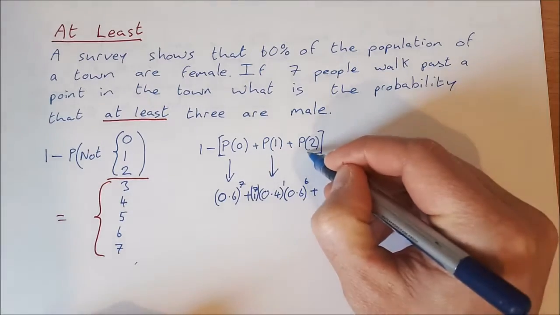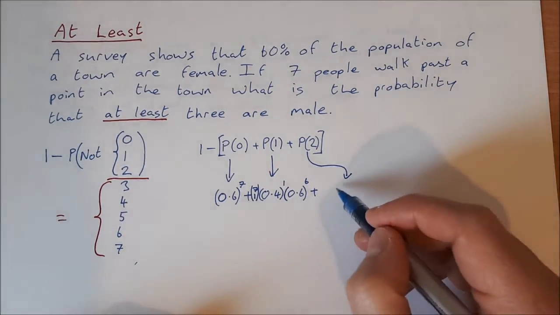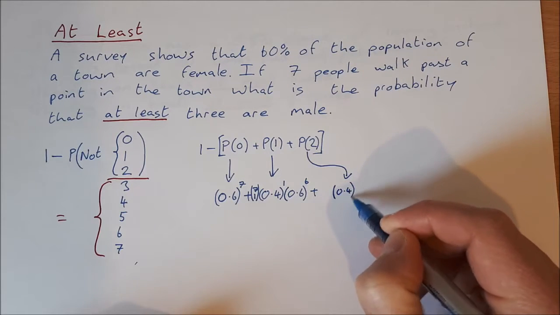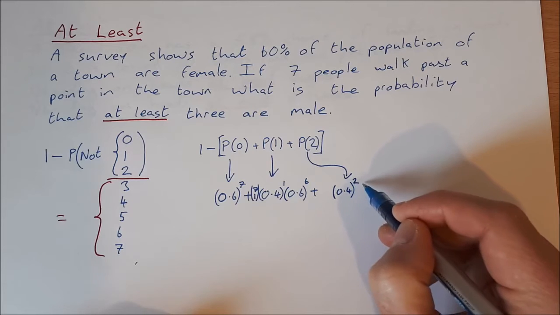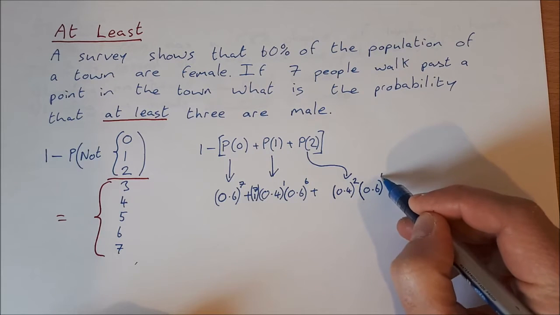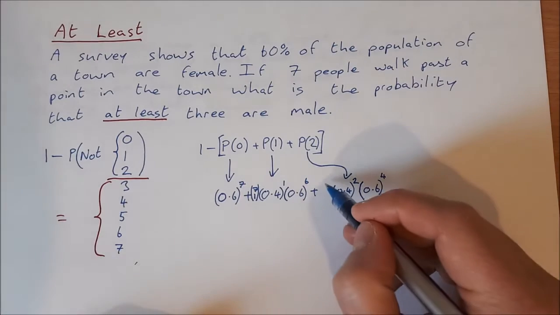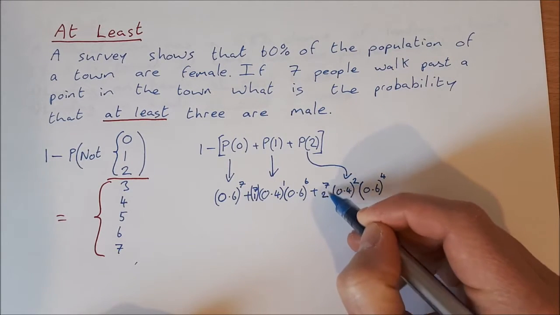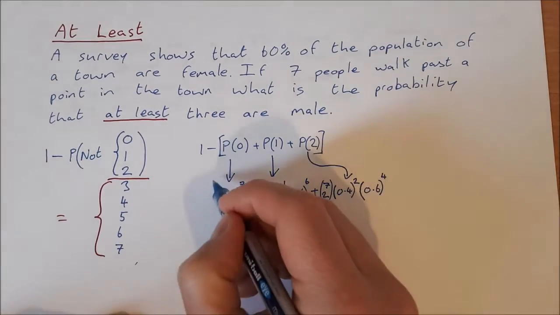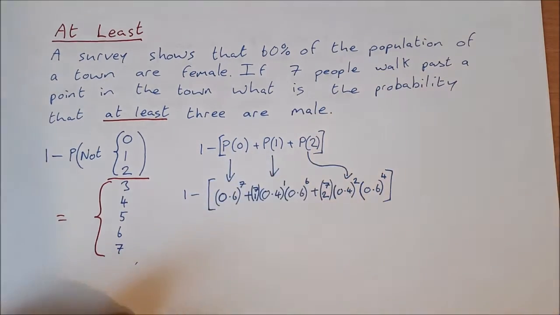And then that's going to be added to the probability of 2 males. So let's do that one. The probability of a male is 0.4. How many males do I want? I want 2 males. The probability of a female is 0.6. How many of them do I want? I want 4. And how many ways can this happen? This can happen 7 choose 2 ways. And remember then, this whole thing is going to be in brackets, and it's 1 minus that.